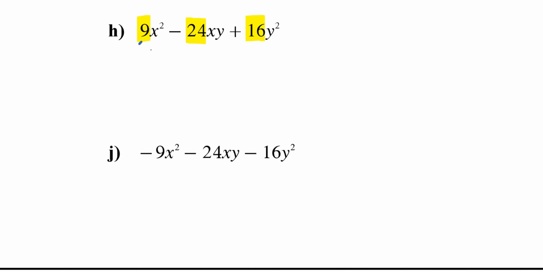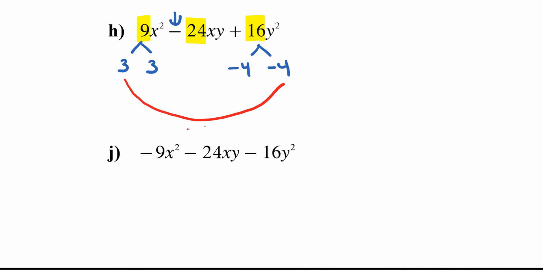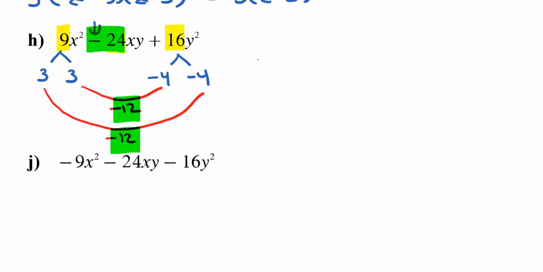So I need two numbers that multiply to 9. I'm thinking of 3 and 3. And I need two numbers that multiply to 16. But since this middle term here is negative, both of these numbers should be negative over here. So negative 4 and negative 4. Now if I use the smiley face technique here, I get negative 12 and negative 12 there, and negative 12 and negative 12 gives me negative 24. All right, so that works great.